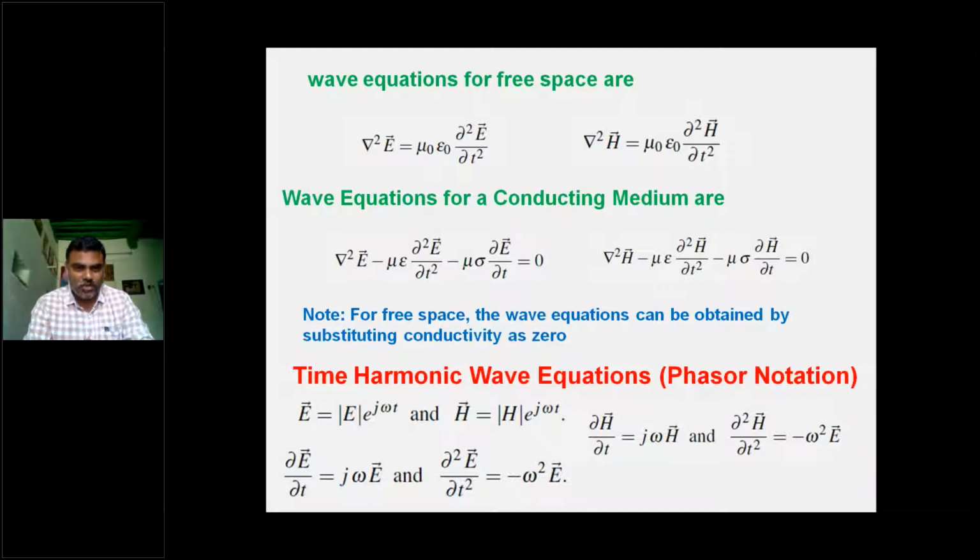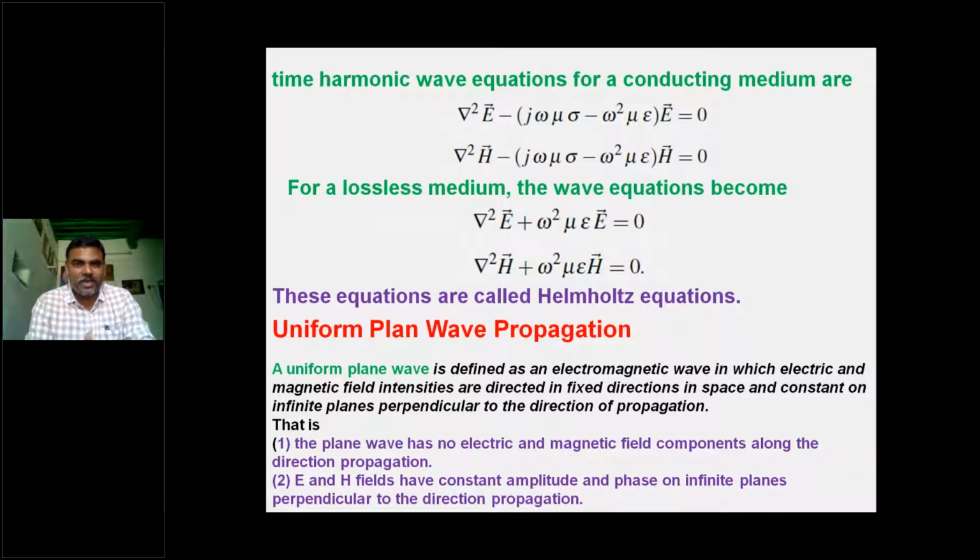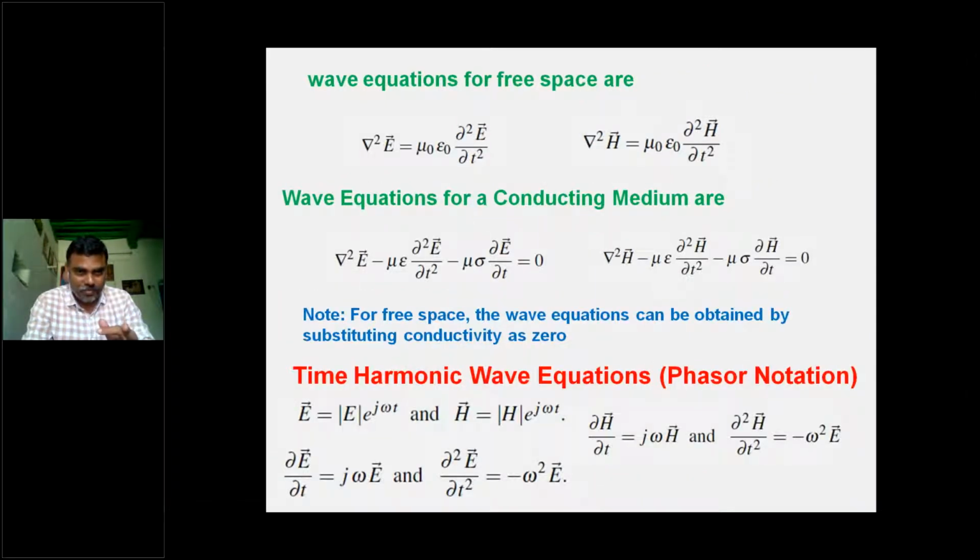That means we have to replace ∂E/∂t by jωE, and ∂²E/∂t² by −ω²E. Then you will get the wave equations for the conducting media and for the free space lossless media in the phasor form. For the conducting media, ∇²E, and there are two terms, με ∂²E/∂t², so ∂²E/∂t² has to be replaced by −ω²E, then plus ω²με E, and the second, minus jωμσ E.